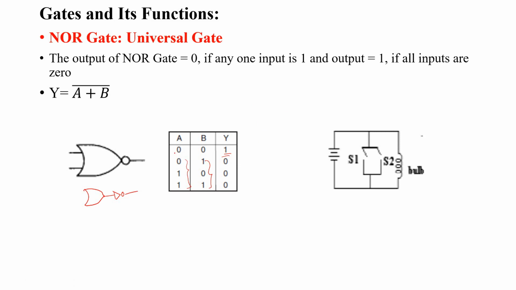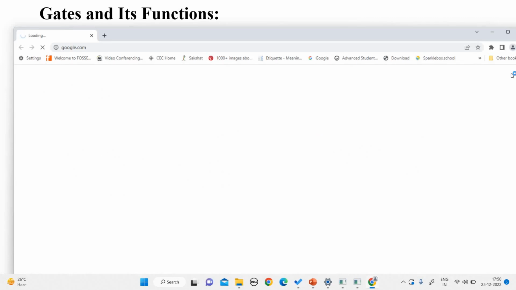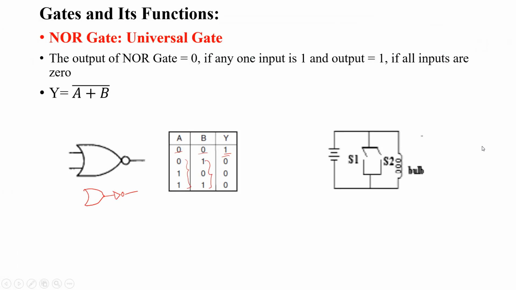So let us try with this one. When both are 0, that means the current will not flow through this path. So this path is broken and the current will flow through this one and you will get the output. Now if any of the switches is on, then this path is on and there will not be any current through this circuit and the bulb will be off. That's why you will be getting the output is equal to on.